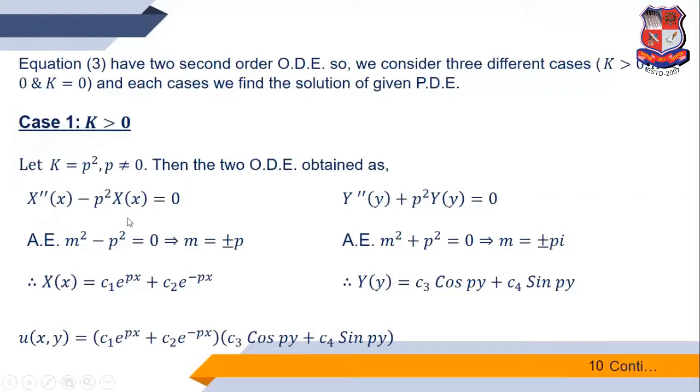Therefore, this is the second order ODE. So the auxiliary equation is m squared minus p squared is equal to 0. So m is equal to plus or minus p. That means real and different roots. So we write X of x is equal to c1 e raised to px plus c2 e raised to minus px.